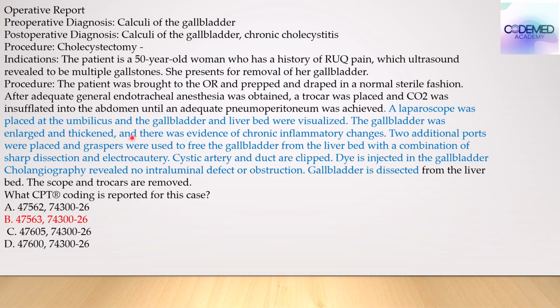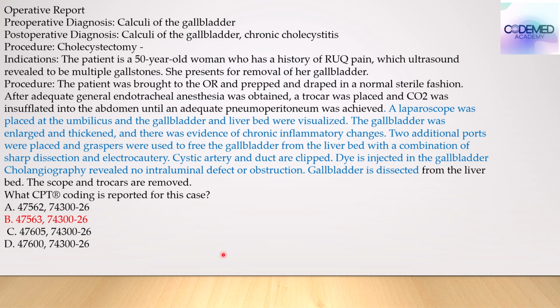A laparoscope was placed at the umbilicus and the gallbladder and liver bed were visualized. The gallbladder was enlarged and thickened, and there was evidence of chronic inflammatory changes. Two additional ports were placed and graspers were used to free the gallbladder from the liver bed with a combination of sharp dissection and electrocautery. Cystic artery and duct are clipped, dye is injected in the gallbladder, and the cholangiography reveals no intraluminal defect or obstruction. The gallbladder is removed. So this is a clear-cut case of cholecystectomy along with cholangiography.